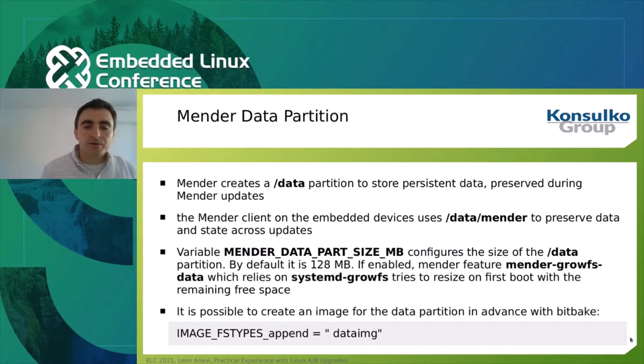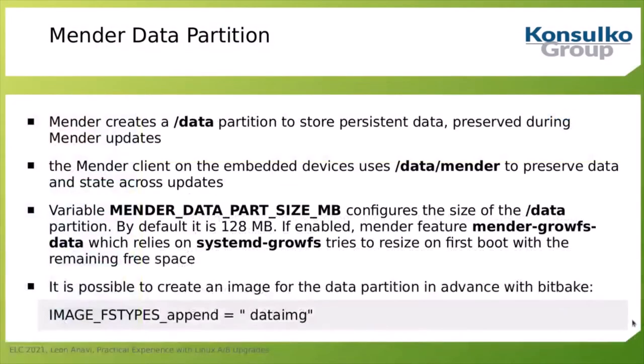The size of the data partition is defined by a specific variable introduced by Mender. This is MENDER_DATA_PART_SIZE_MB, which configures the size of the data partition. By default, it is 128 megabytes. However, if mender-growfs-data is enabled, Mender tries to resize the data partition on first boot to use the remaining free space. However, keep in mind that mender-growfs-data relies on systemd-growfs, so this is particularly for Linux distributions relying on systemd.